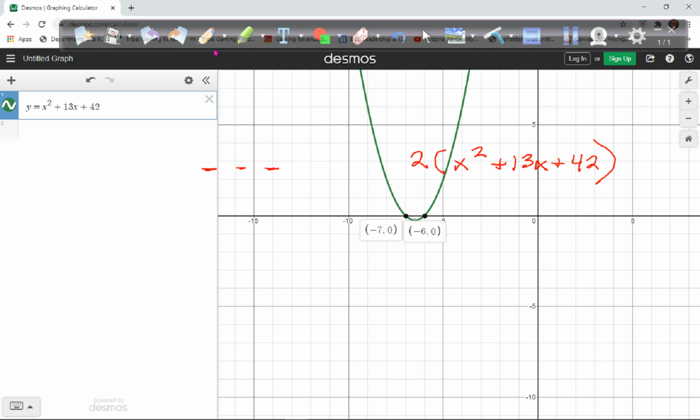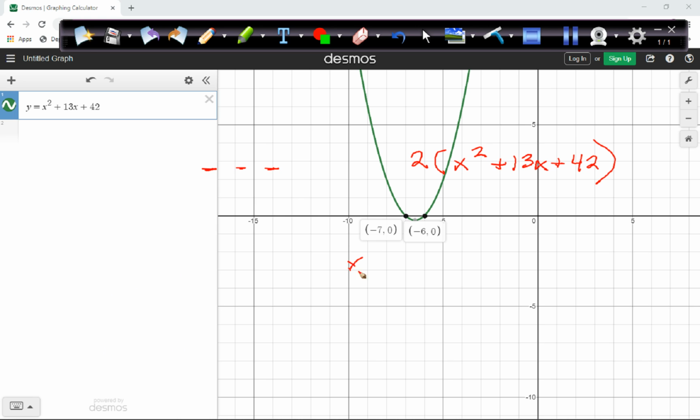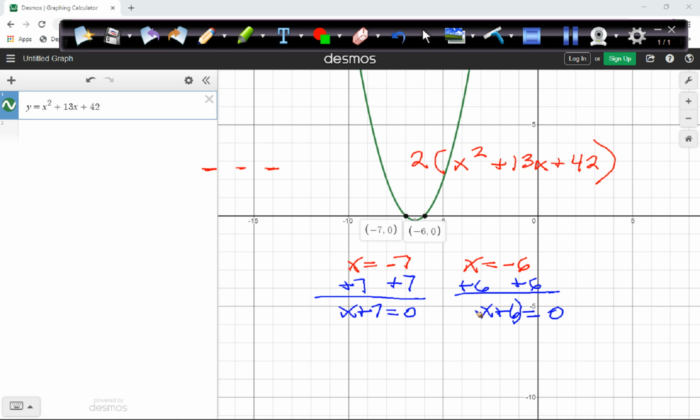So this is telling us that one of the zeros is x equals -7. The other one is x equals -6. Since these are what are called zeros, where y equals 0, in this case crossing the x-axis, we solve these for 0. So I add 7 to both sides. I want to get 0 on one side. x plus 7 equals 0. Over here I add 6 to both sides, giving me x plus 6 equals 0. These are the two factors we need.